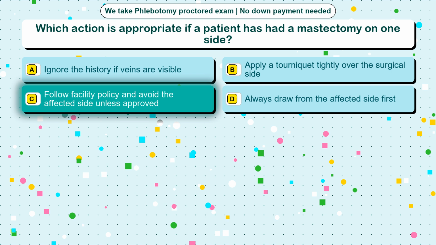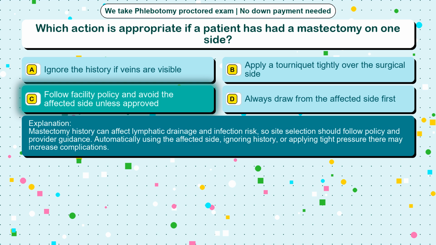The correct answer is option C, follow facility policy and avoid the affected side unless approved. Mastectomy history can affect lymphatic drainage and infection risk, so site selection should follow policy and provider guidance. Automatically using the affected side, ignoring history, or applying tight pressure there may increase complications.